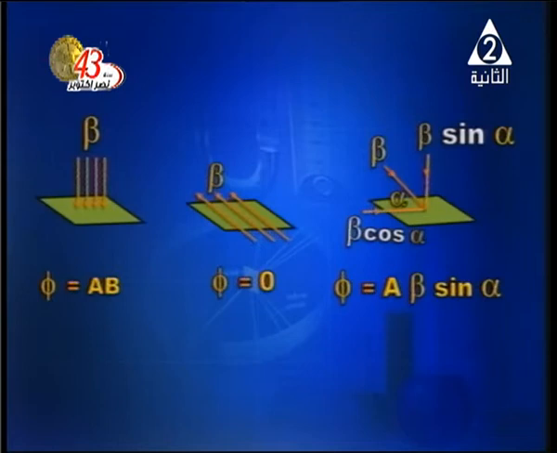AB sine alpha. In the first case, it is AB sine 90. Sine 90 is equal to 1, so it will be just AB. In the second, it is AB sine 0, and sine 0 is equal to 0, so phi will be equal to 0.